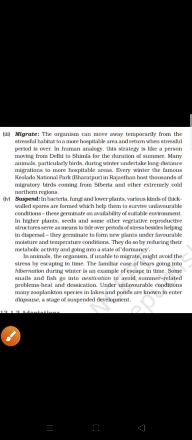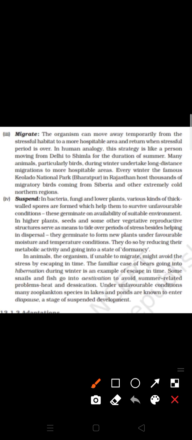Now the next topic is suspend. What is suspend? Suspend is to suspend unfavorable conditions, like hibernation. A very simple example is hibernation. Winter sleep is known as hibernation, and the summer sleep is known as estivation. So these are the two different types of suspend, we can say.